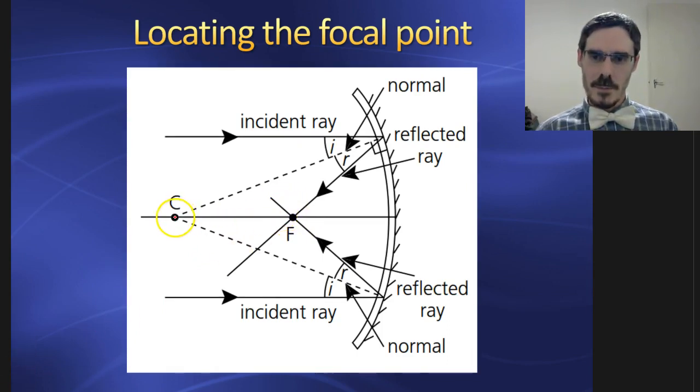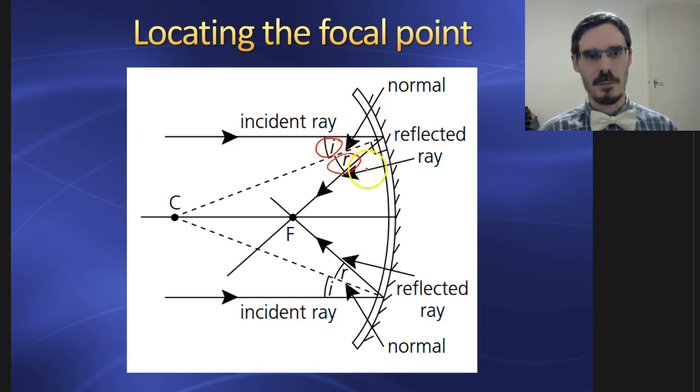So, light coming in here reflects off the mirror. Now, the angle of incidence must equal the angle of reflection. That's the law of reflection. But if you look carefully, you can see a Z here. So this angle and this angle are alternate angles. So this must also be equal to the angle of incidence.